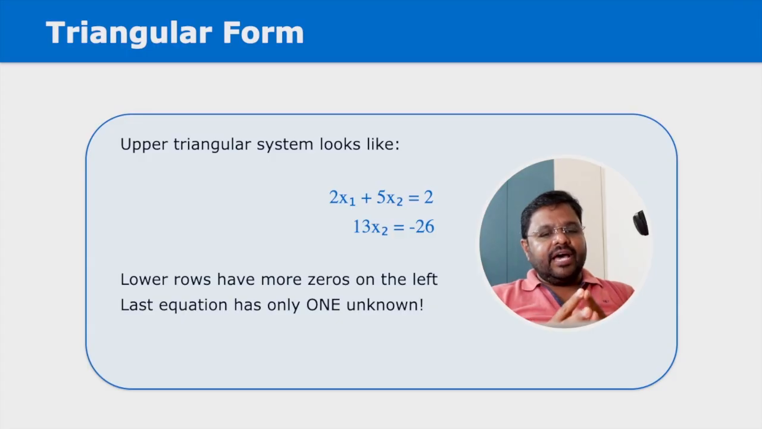Now look here, the upper triangular system looks like 2x1 plus 5x2 is equal to 2, and in the second equation there is no x1 term. In the second equation there is only 13x2 is equal to 26. Lower rows have more zeros. On the left, the last equation has only one unknown. This is the speciality here. The final equation, the second equation here, has only one unknown, which is x2. So it is easy to solve the system. How?